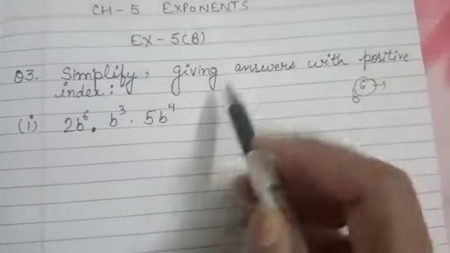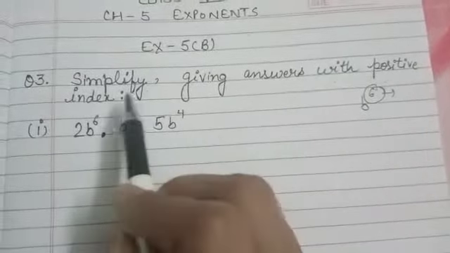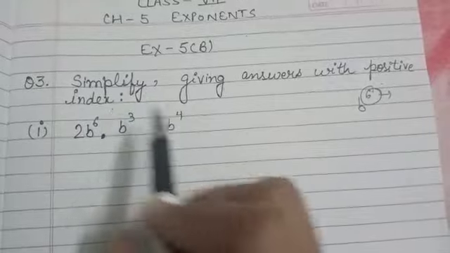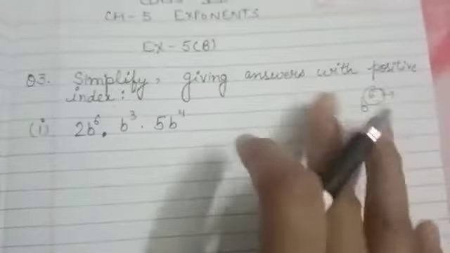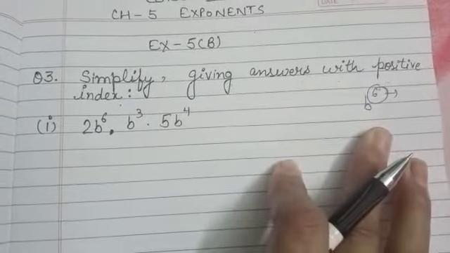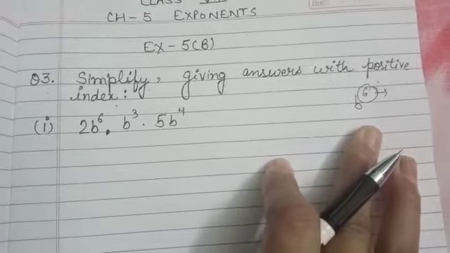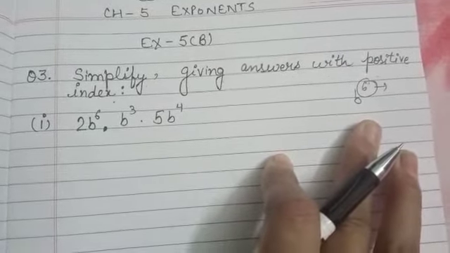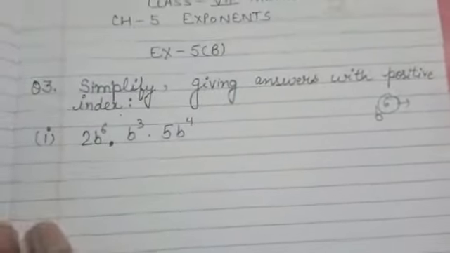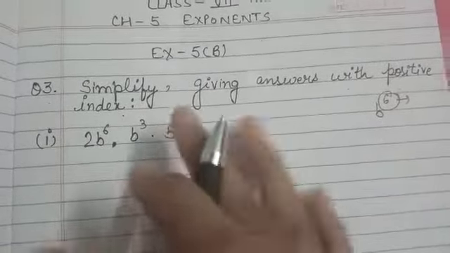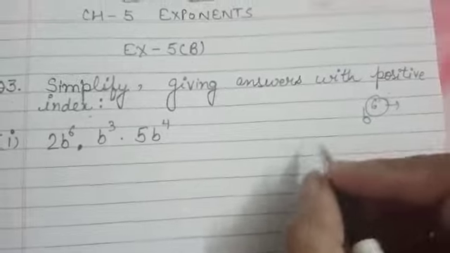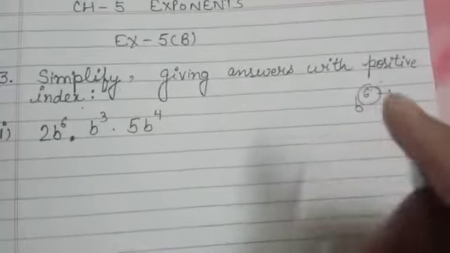Right? So giving the answer with positive index means the power must be positive whenever you are giving the answer. In the answer, you can't leave it with a negative power. So here we will use the laws that we have already done. I'm just recapitulating one by one as we get the question.